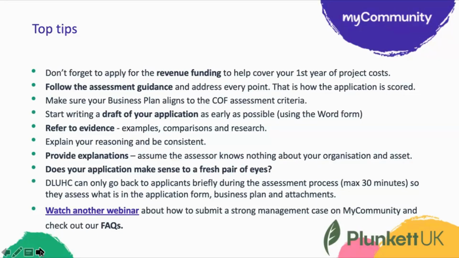That's really important. And that ties in with the next point, which is explaining your reasoning and being consistent. If you have a business plan with those forecasts we talked about, the P&L forecast and the cash flow forecast, make sure there's a really strong narrative that explains why those numbers are as they are, and make sure that whatever you put in your business plan and whatever you put in your application form is consistent and they match each other.